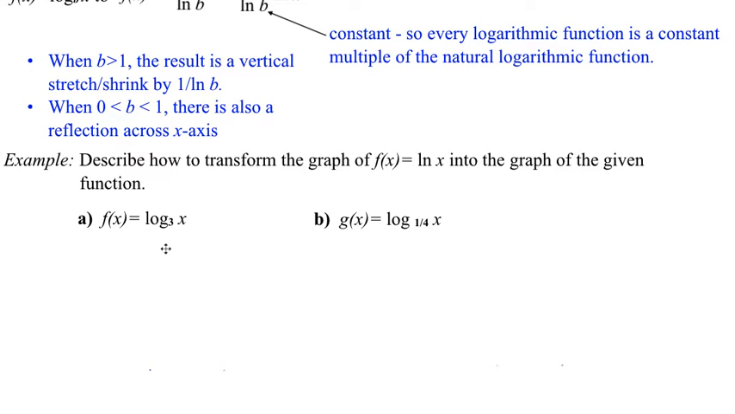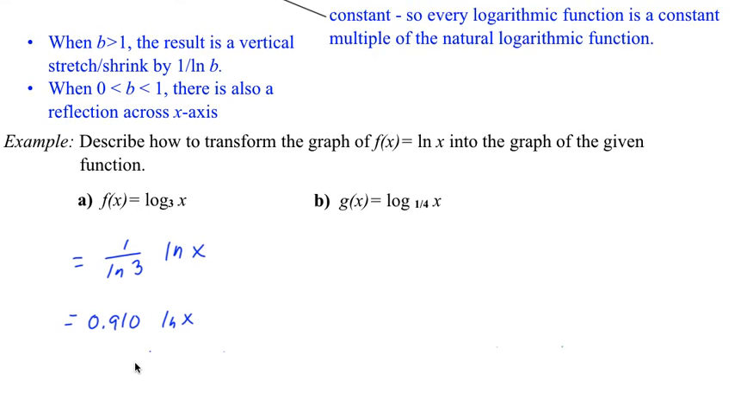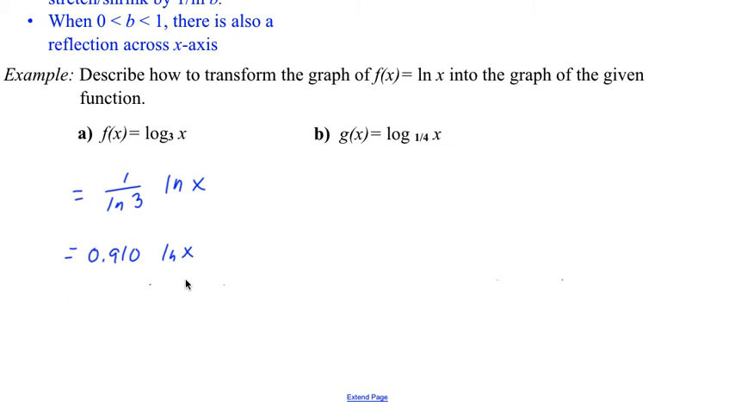So let's go ahead and look at some examples. Our instructions say to describe how to transform the natural log of x into this function using that change of base formula. Well, we would take the natural log of x and divide it by the natural log of 3. And we would write that as 1 over the natural log of 3 times the natural log of x. Well, remember, this is a constant. You can actually plug into your calculator the natural log of 3 and take the reciprocal of that and get a value. When you do that, you get about 0.910 times the natural log of x.